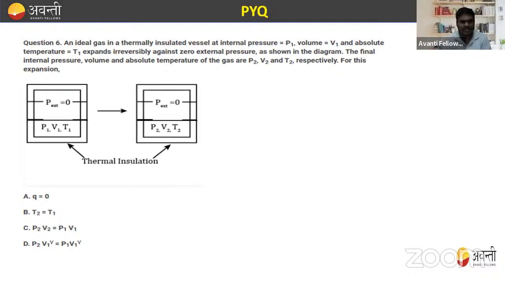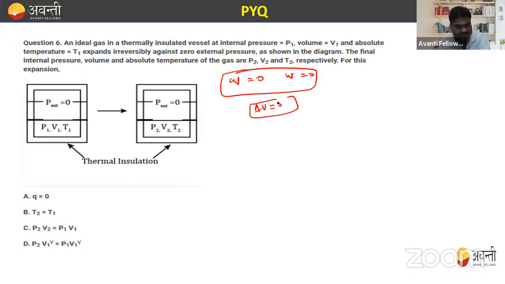Since the container is thermally insulated, what does it mean? It means Q is equal to 0, and in case of free expansion the work done is also equal to 0. So we get these two points from the question: Q is 0 because it is thermally insulated, and W is 0 because free expansion is there. If Q is 0 and W is 0, then delta U is also 0, so the internal energy is 0. What does it mean? It means the temperature is constant, so T1 is equal to T2.